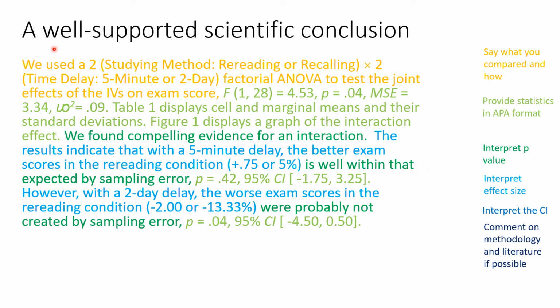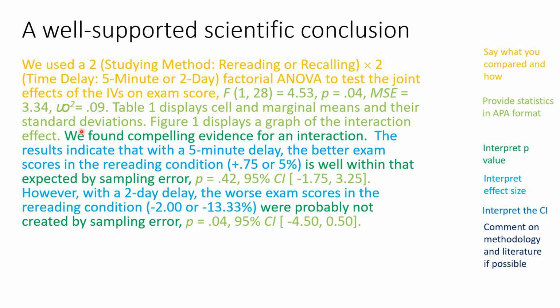So tell what we did. We used a 2 by 2 factorial ANOVA, and I'm telling you what the levels of each independent variable were in parentheses, to test the joint effects of the IVs on exam score, the dependent variable. Then I'm providing the statistical information. I am also referring to table 1 that has the cell and marginal means and standard deviations. And then I'm also referring to the figure of the interaction. Now, I didn't include those on the slide because it was just too much information to get in there. But if you're interested in what those look like, of course, you can look in the chapter to see them.